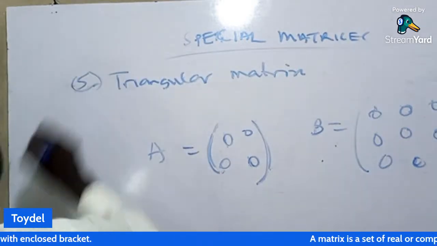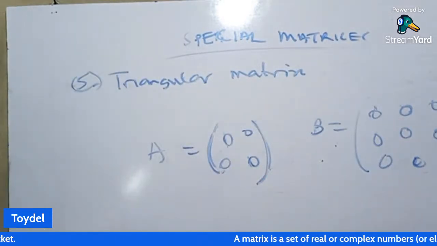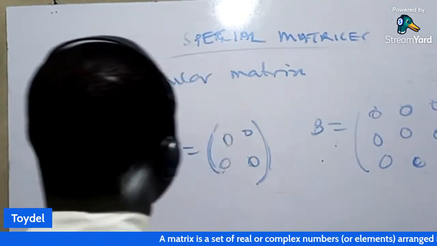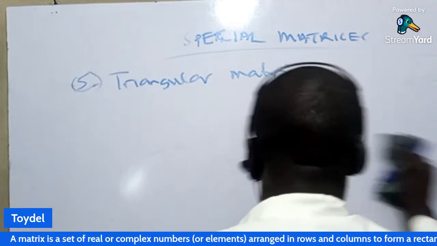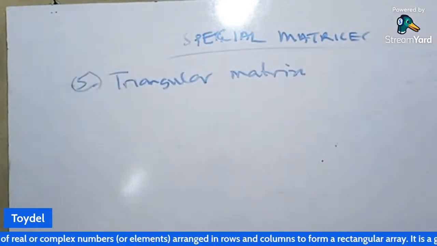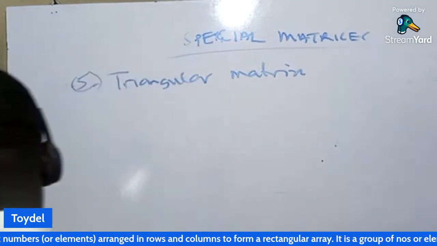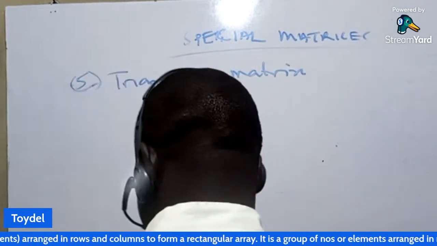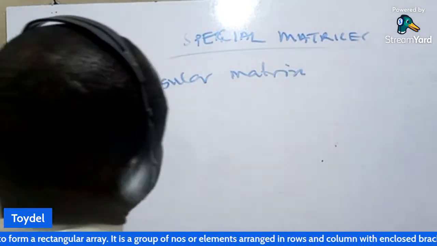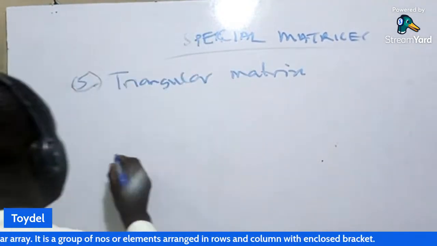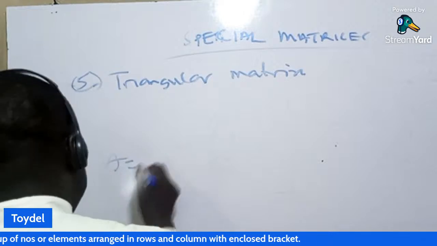So this is the fifth special matrix that we talk about. In the case of the triangular matrix, there are two types. We have the upper triangular matrix and the lower triangular matrix. A triangular matrix is a square matrix in which all the elements above or below the principal diagonal are zeros. For instance, let's say matrix A.